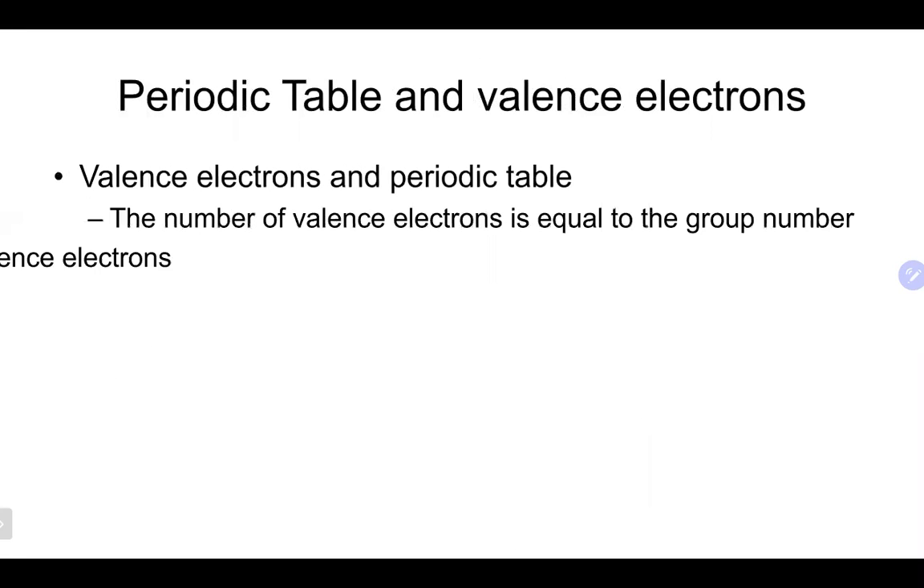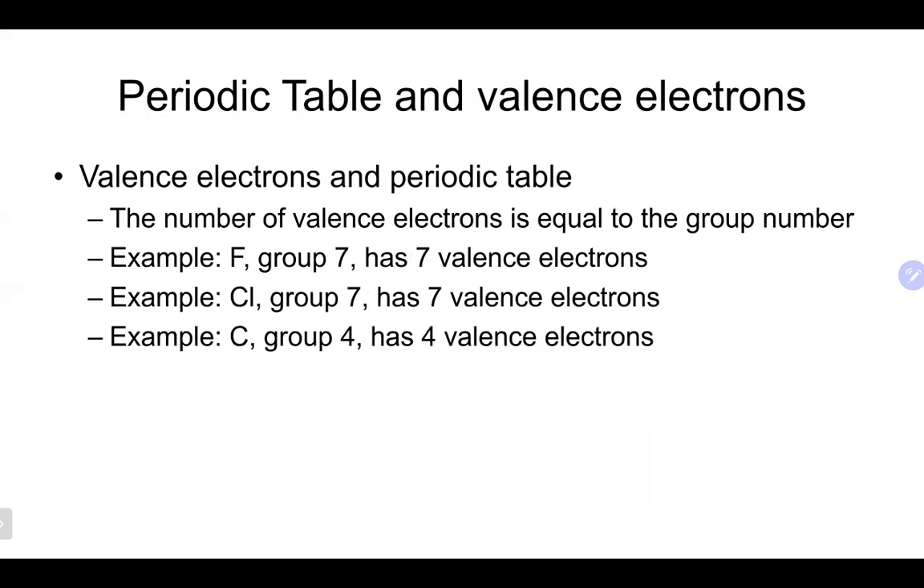As I mentioned before, a much easier way is just to go with the periodic table and the group number, and that will give you the number of valence electrons. Chlorine and fluorine are both group 7, so they would have 7 valence electrons. Carbon is group 4, so it would have 4 valence electrons, which, if you wrote out the electron configuration, would be the last part of the configuration for each of those.